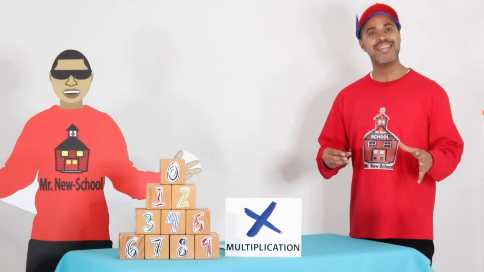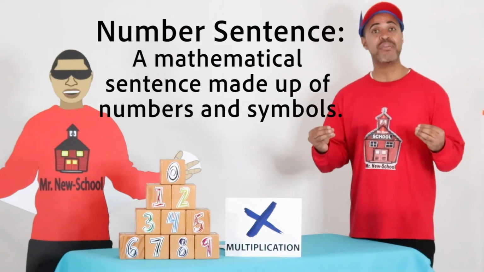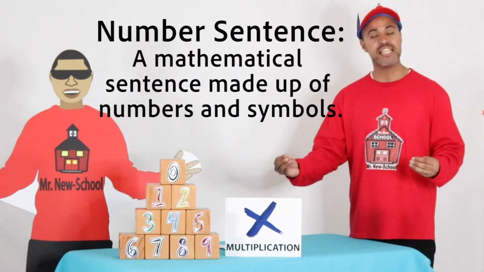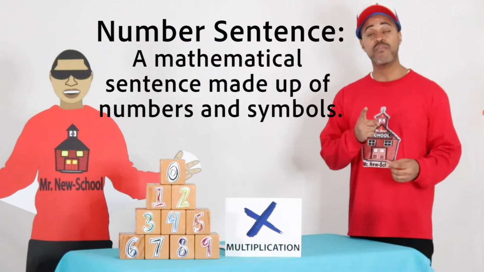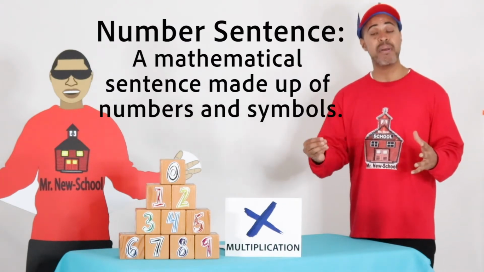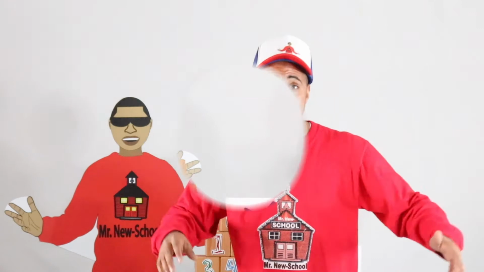The first is number sentence. A number sentence is a mathematical sentence that is made up of numbers and symbols. Don't forget, a mathematical sentence that is made up of numbers and symbols. 1 times 5 is 5, no jive.